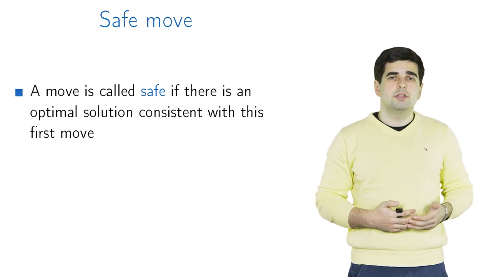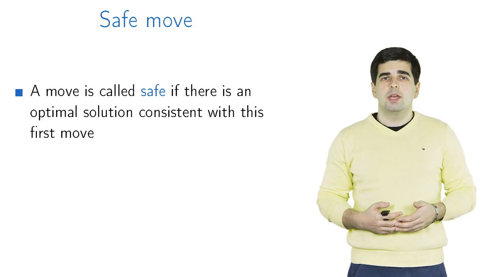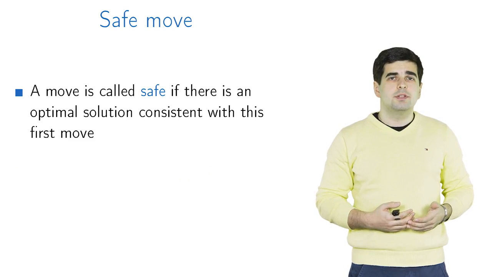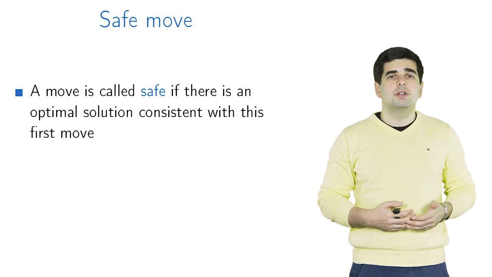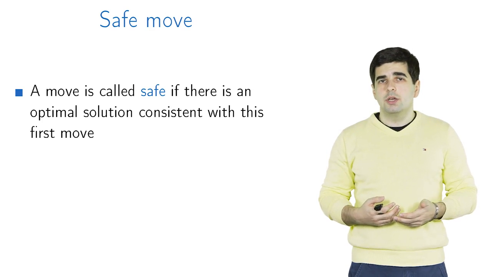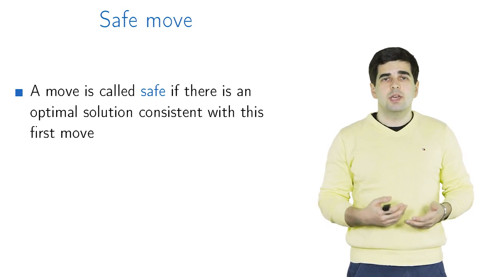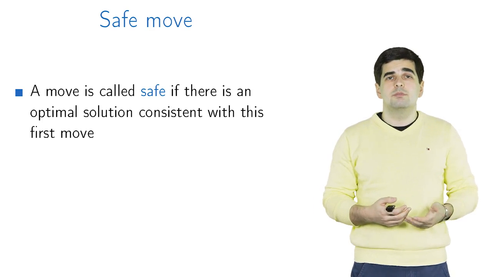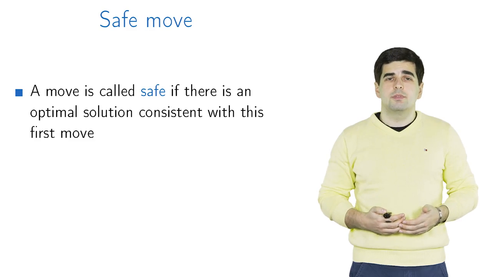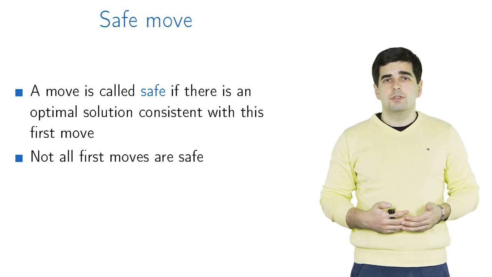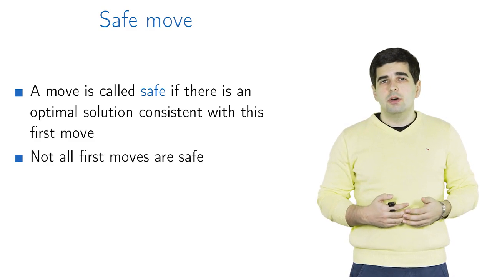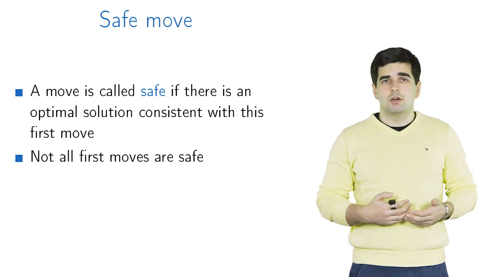Another key ingredient is a safe move, and a move is called safe if it is consistent with some optimal solution. In other words, if there exists some optimal solution in which the first move is the same as your move, then your move is called a safe move. And not all first moves are actually safe. For example, to go until there is no fuel is not a safe move in the problem about car fueling.